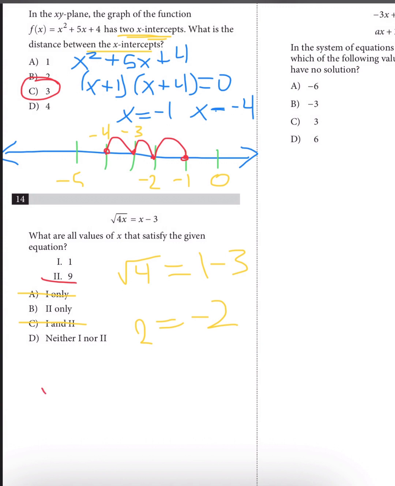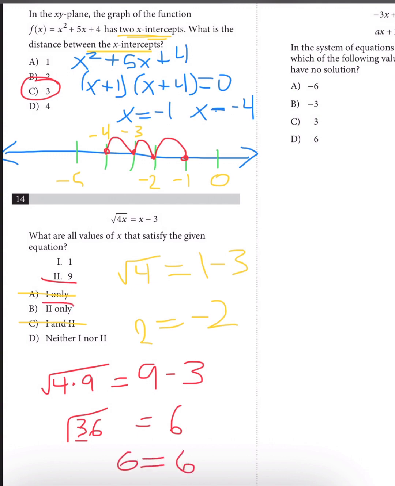Now let's try this part. So 4 times 9, the square root of 4 times 9 is equal to 9 minus 3. So 6 is equal to the square root of 36, and that is true. So the answer is B.